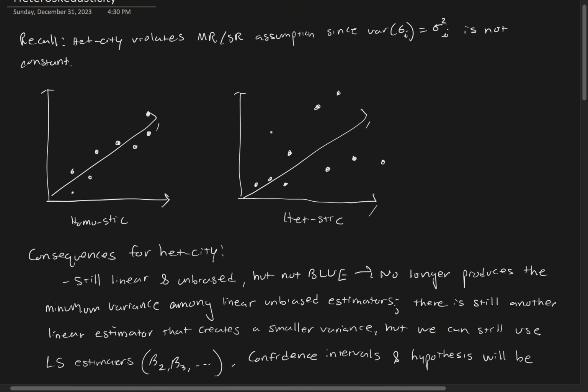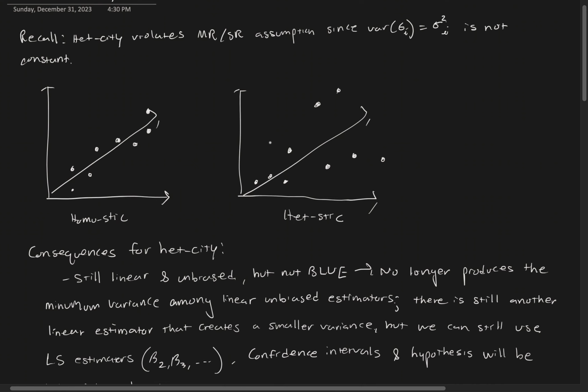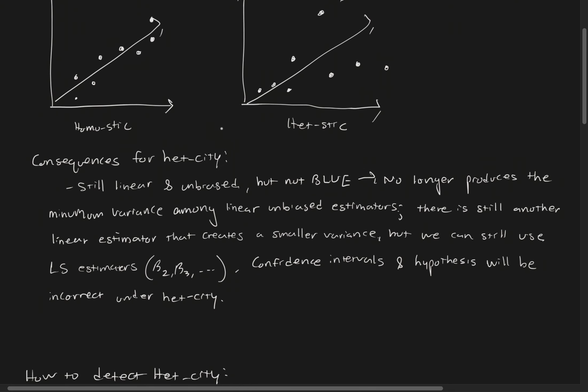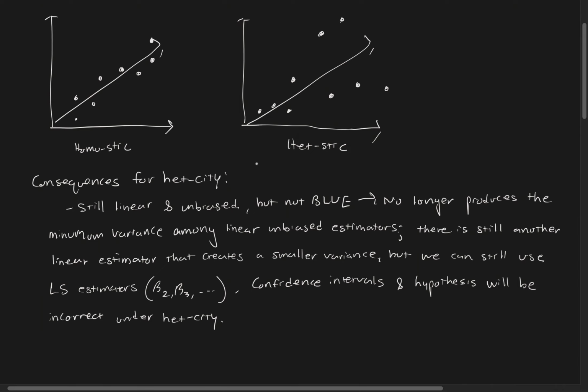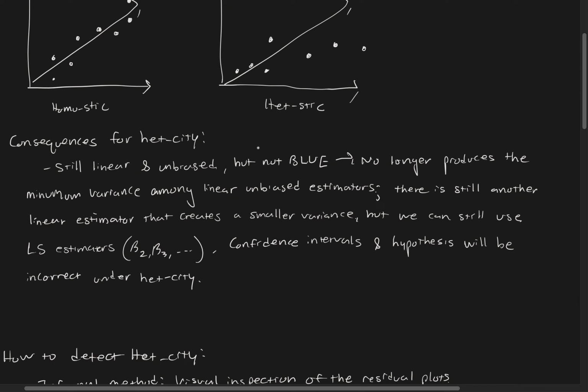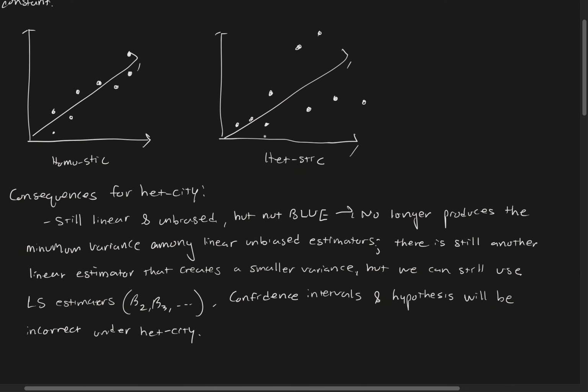And because this violates the MR/SR assumption, the consequence of being heteroskedastic is that the estimator is still linear and unbiased, but it's not the best linear unbiased estimator. What that essentially means is that it no longer produces the literal lowest sum of squared errors among all the possible estimators.